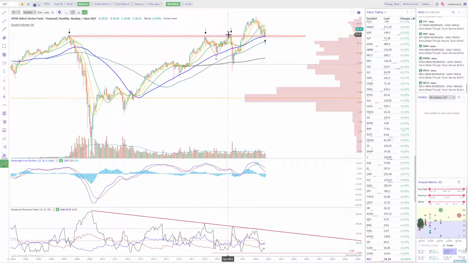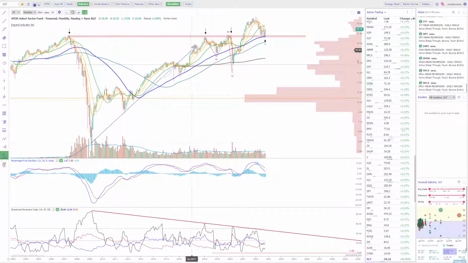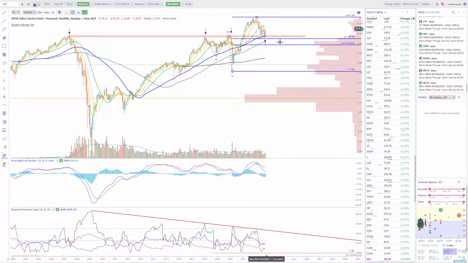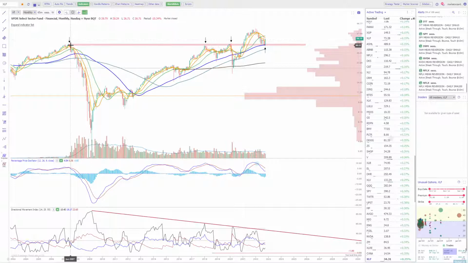You had the ABC correcting this move. 50% correction. There's no way, there's no reason that can't just be a big 1-2, and now we're starting some massive move higher, this being the 1. Boom, another 50% correction. So that's kind of how this works.